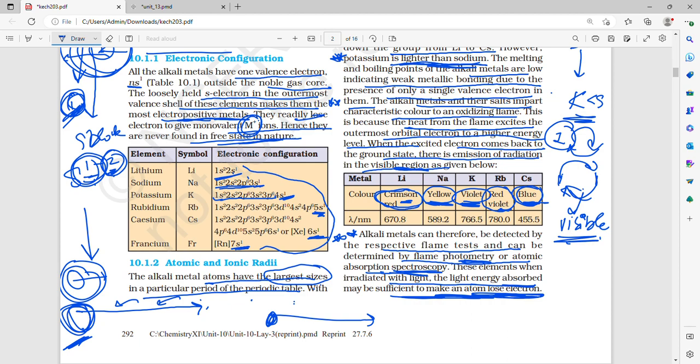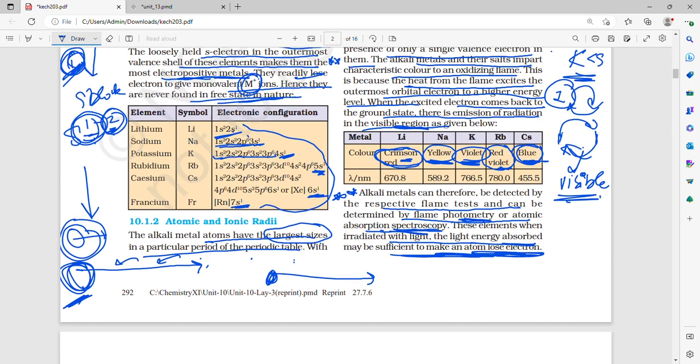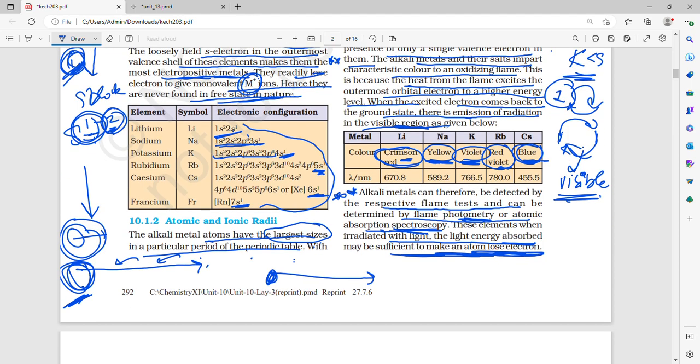So with a little bit of heat, the valence electron can easily get excited. The alkali metals and their salts impart characteristic color to an oxidizing flame, and this is because the heat from the flame excites the outermost orbital electron to a higher energy level, and when it comes back to the ground state, there is obviously emission. We know that when an electron goes from higher to lower, there is emission, and when it goes from lower to higher, there is absorption.